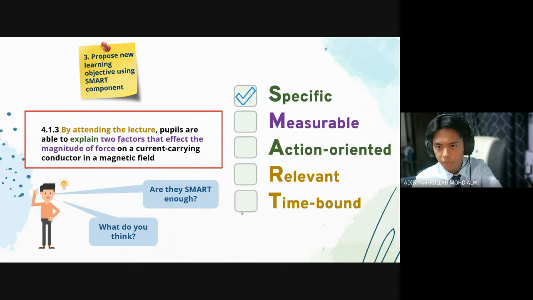So it is specific. Is it measurable or not? Yes, it can be measured, because we can measure how to explain two factors that affect the magnitude of force. And is it relevant? Check the time bound. Yes, it has a time bound, which is by attending the lecture. So it is relevant for students or pupils to explain two factors by attending the lecture. All right.